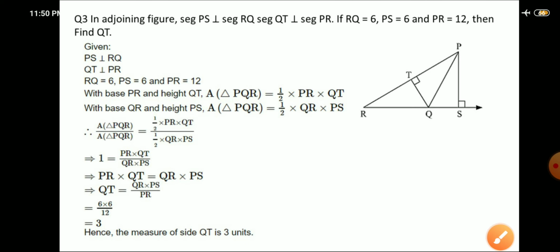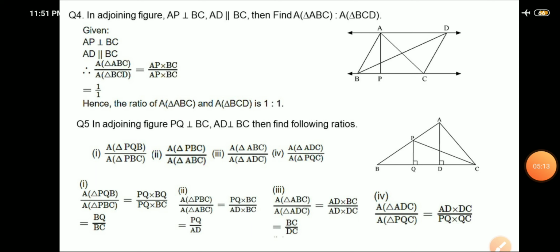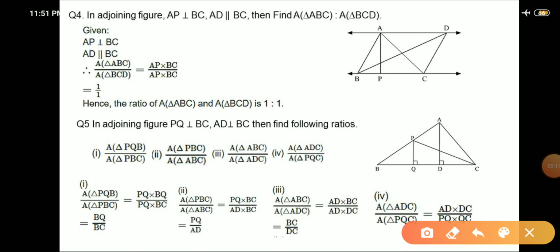Okay, let's see question number 4. In the adjoining figure, AP is perpendicular to BC, and AD is parallel to BC, and we have to find the ratio of the areas of these two triangles.